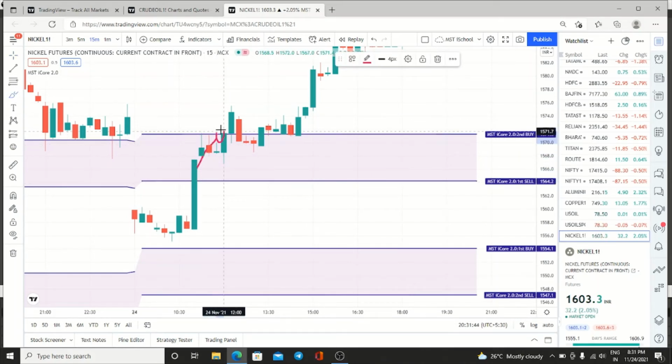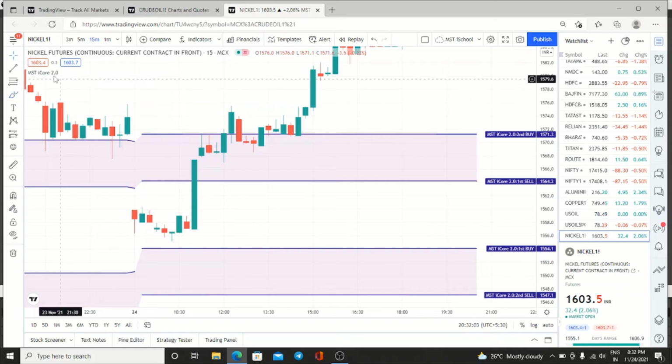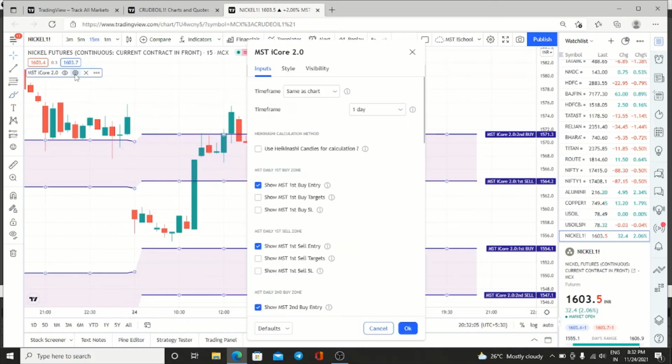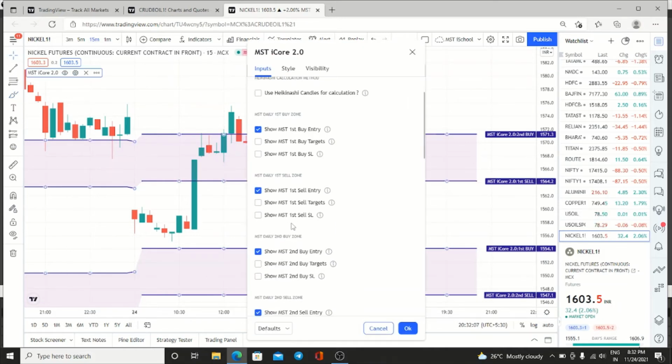Immediately our SL got hit. So what is our strategy? If SL hit, we have to take double lot. Okay, double lot buy at the price of 1571.3. That is from second buy. So consider I have taken two lots. Why two lots? One lot to recover the loss and one lot to make the profit for the day.